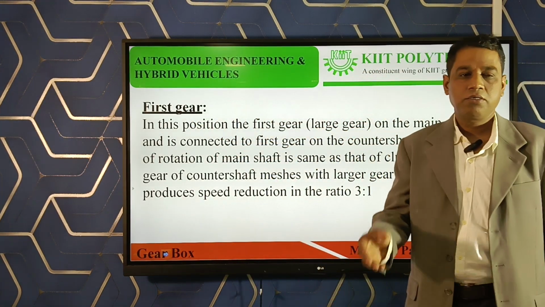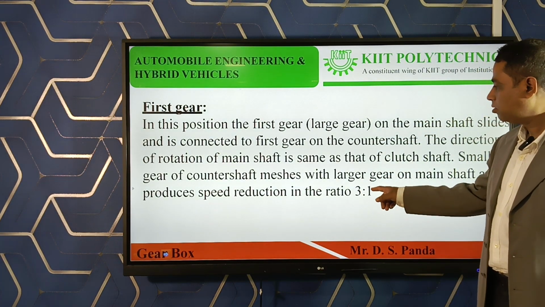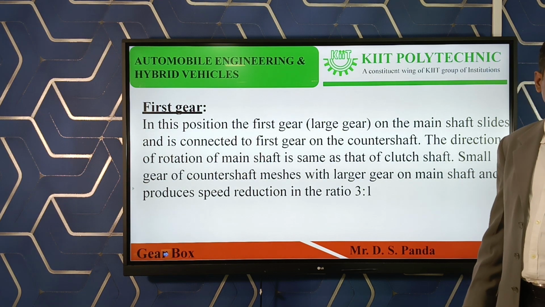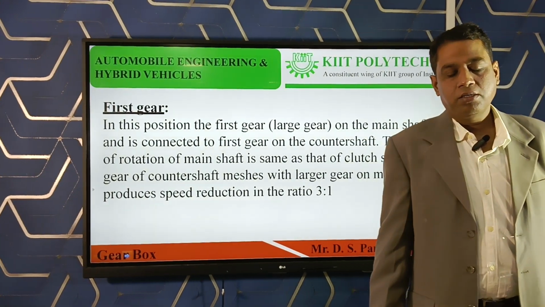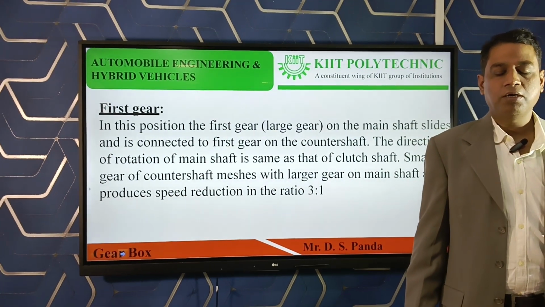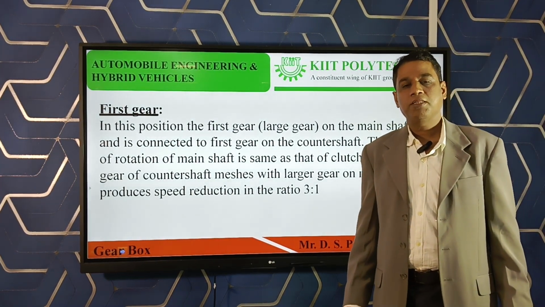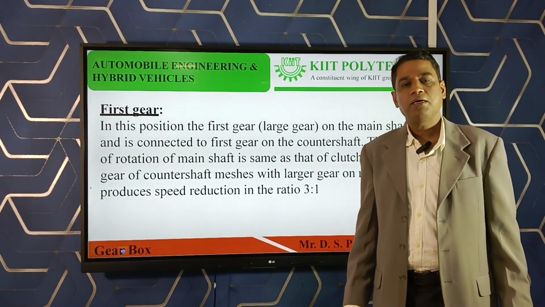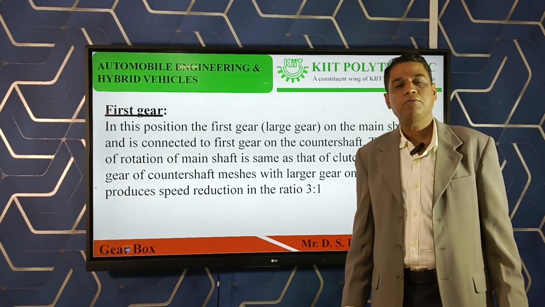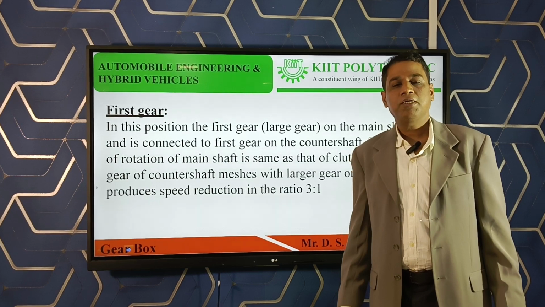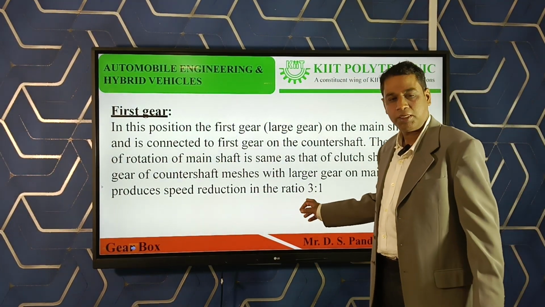In first gear, it will give the speed ratio of 3:1. The number of teeth in the main shaft gear is more than the number of teeth in the counter shaft gear, so the counter shaft gear will rotate 3 times faster than the main shaft gear. That's why the speed ratio is 3:1.